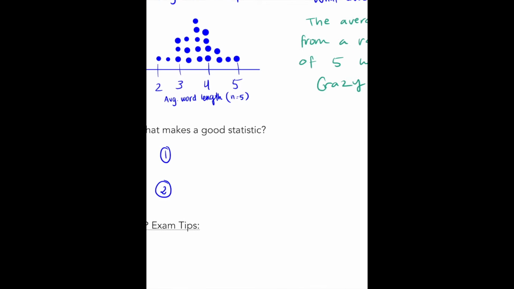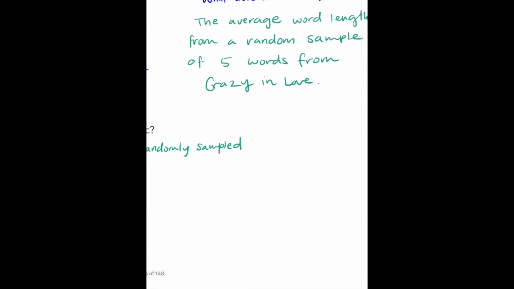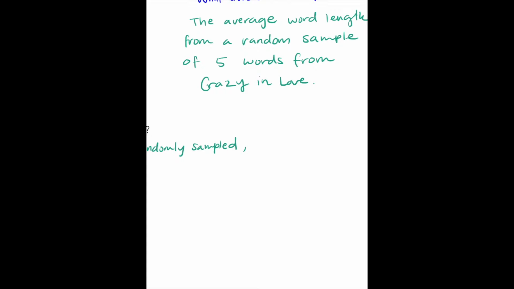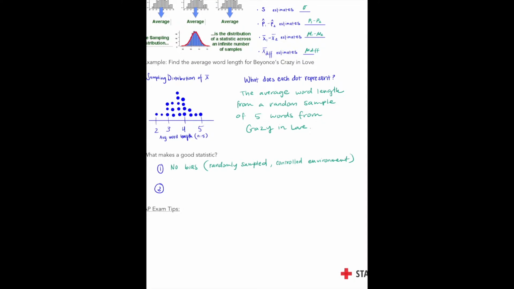So to continue on, what makes good statistics? There are 2 ways that we can make good statistics. The first one is that we have no bias. When it comes to no bias, we have to ensure that our sample is random. So we randomly sample, and if we're doing an experiment, for example, we make sure we are controlling our environment. Secondly, we also want low variability.